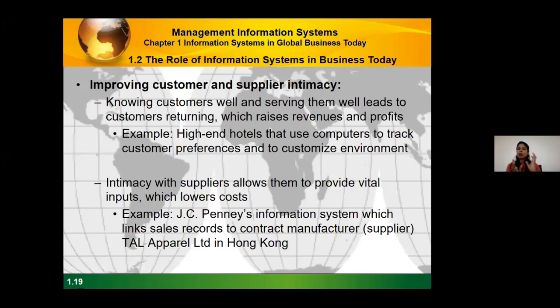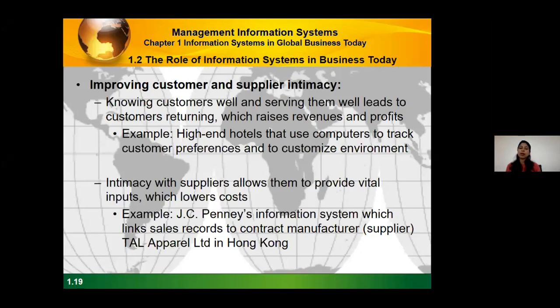So that is how organizations are using information systems in order to strengthen the relationship that exists between the customer and the organization. And the next one is intimacy with suppliers, which allows them to provide vital inputs which lower cost, right? So the other one is the relationship with the supplier. These information systems even help the organization to maintain a better, strong relationship with their suppliers as well, right? So ultimately, this helps the organization to reduce their cost.